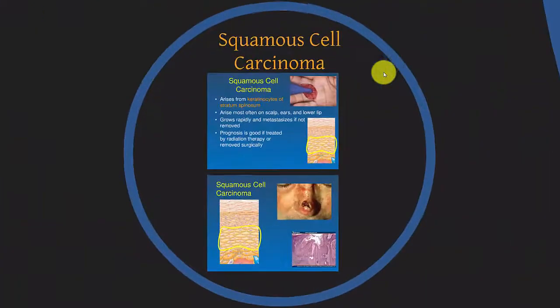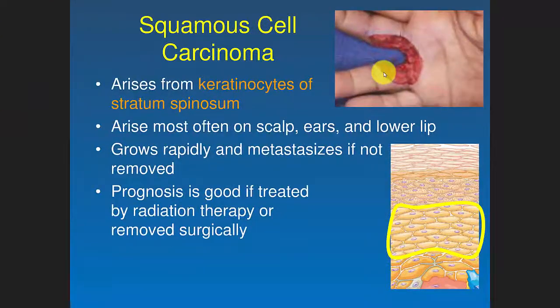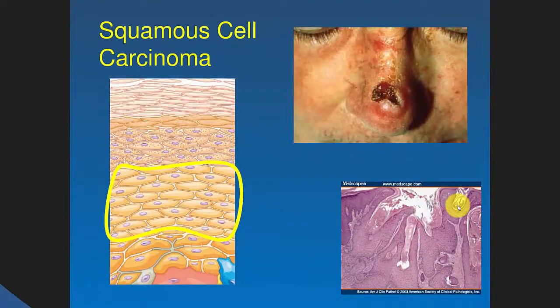Kind of the middle of the road. Clearly, by looking at these pictures, squamous cell carcinoma is damaging. It's cancer of the keratinocytes. So scalp, ears, and lower lip. Grows rapidly and will metastasize or spread if it's not removed. Prognosis is usually pretty good. Another picture. So it shows here that this one is more likely to go deep, but since it's slow growing, it doesn't really metastasize strongly.